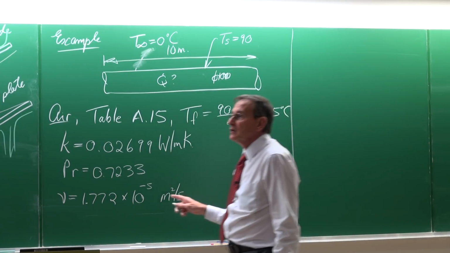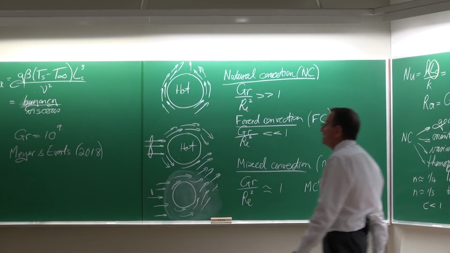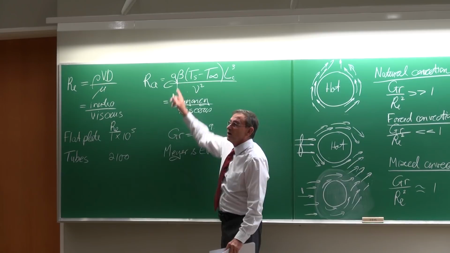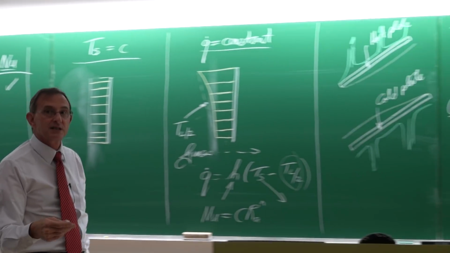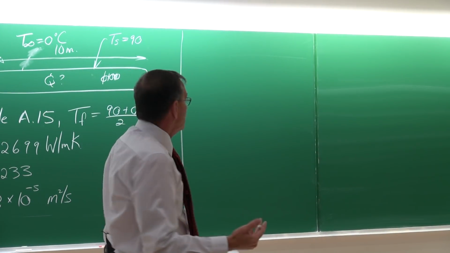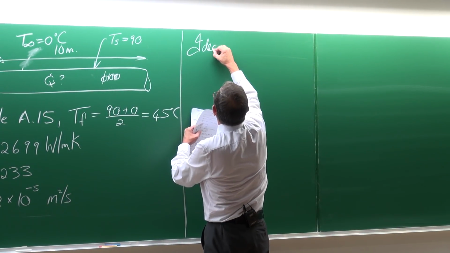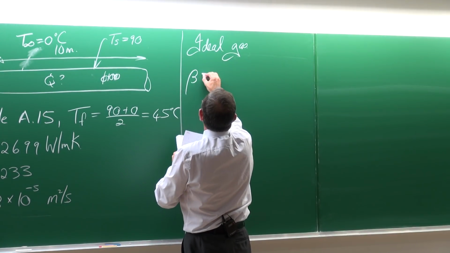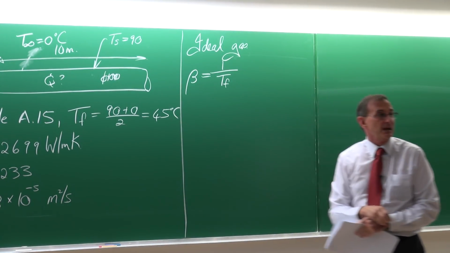The one thing, if we look at the Rayleigh number, if we just look at this equation again, you can see that it would be possible for us, we've got the viscosity now, but we need beta. In the table, however, the values of beta are not given. Why? Because it's a gas, and therefore it is a good assumption to assume it's an ideal gas. If that is the case, then beta is equal to 1 divided by the film temperature.